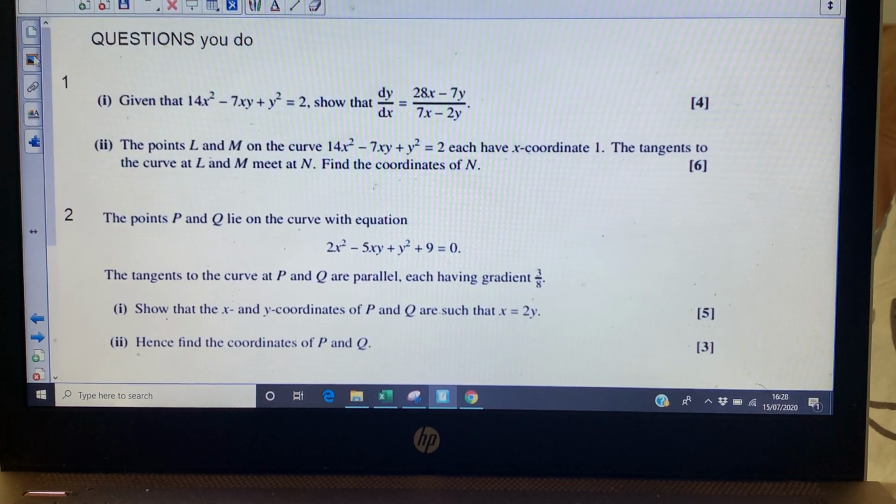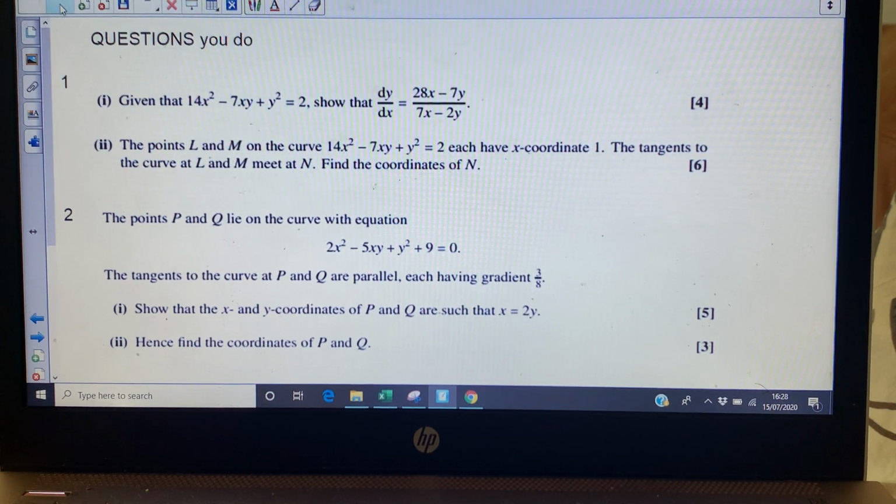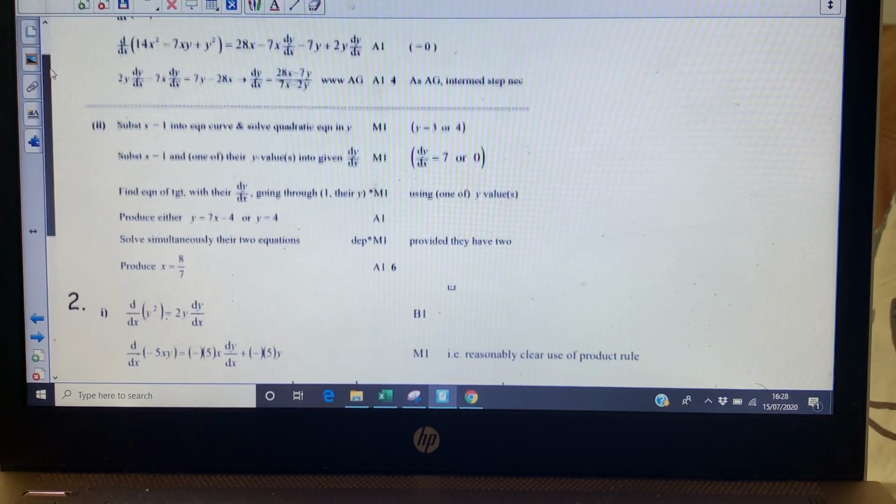And if you now have a go at these two old exam questions, a lot of work, a 10-mark question and an 8-mark question, and here are their mark schemes.